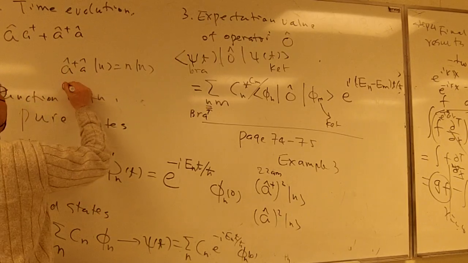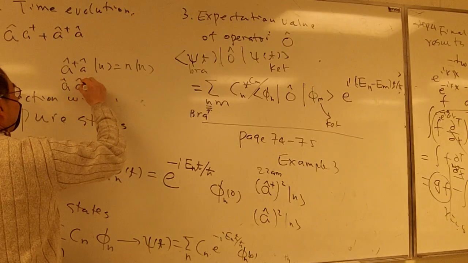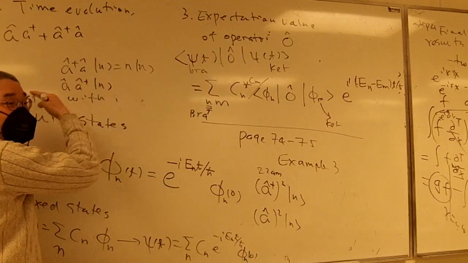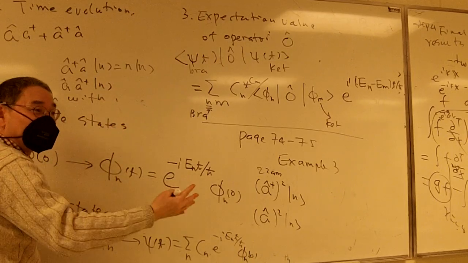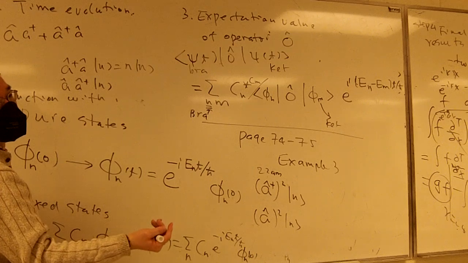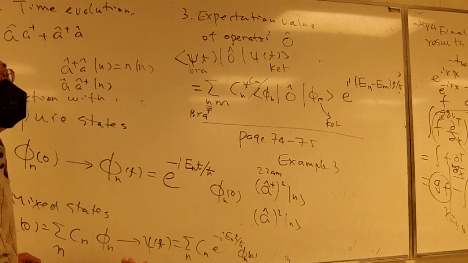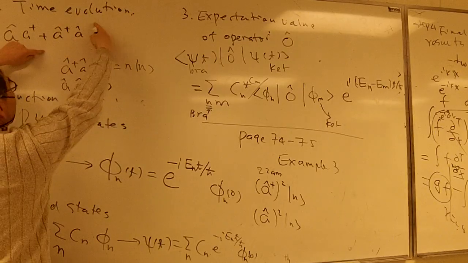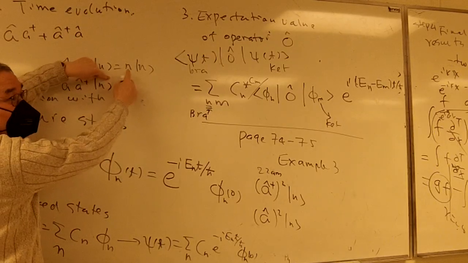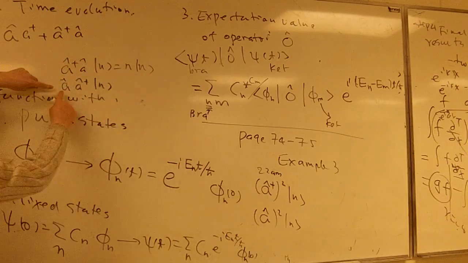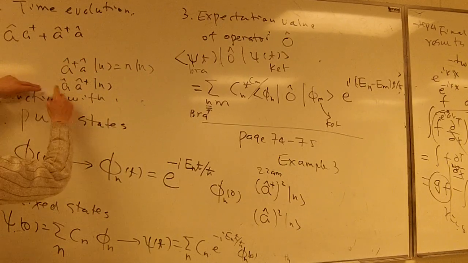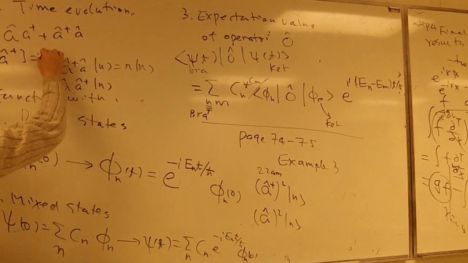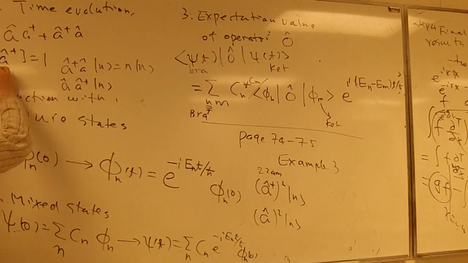But if I have a a dagger, this is not equal to n. So in other words, I cannot simplify the expression immediately. That's the only difference. Exactly. So what I did was, I write it like this because I can apply it to any eigenstate, which equals n times the n eigenstate. This you cannot do. So then I convert this, use this relation.